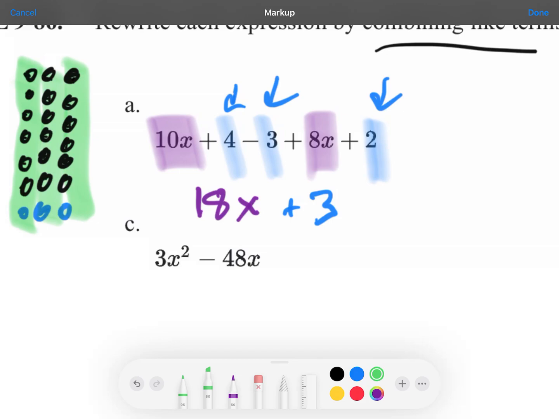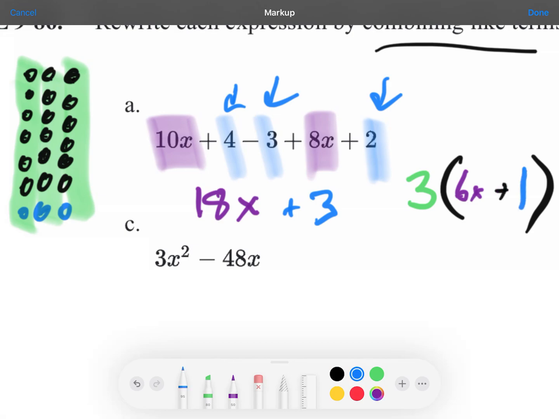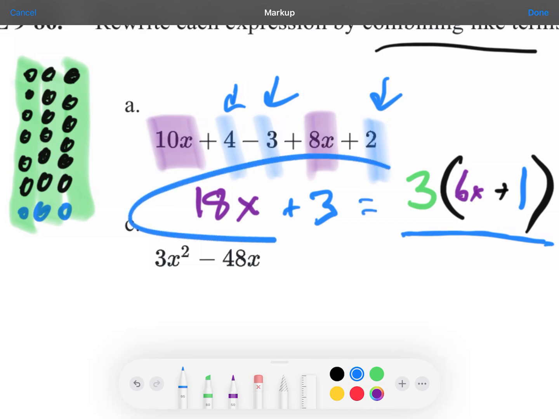So if we take a look at it, we have 3 groups of what? 3 groups of how many x tiles? We have 3 groups of 6 x tiles plus a 1 tile for each group. Okay. Now notice I still have the same amount, whether you look at it as 3 groups of 6 x tiles plus 1 tile, or a total of 18 plus 3, and so these two are what we call equivalent. They're the same thing. Okay.